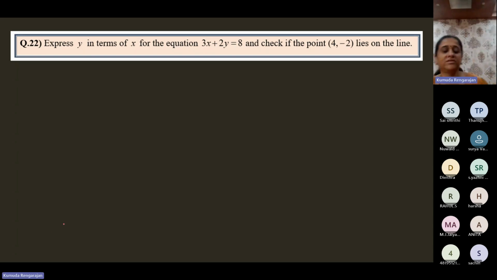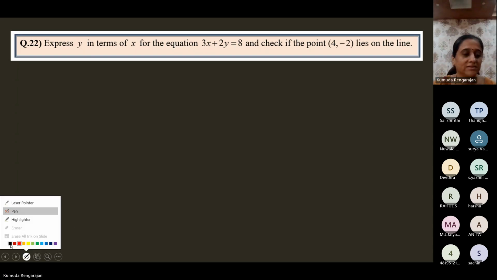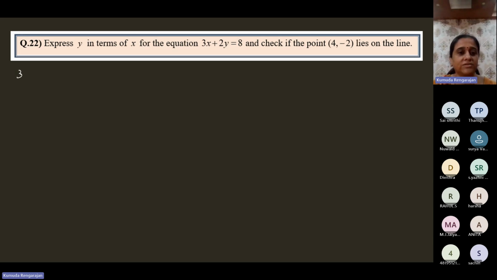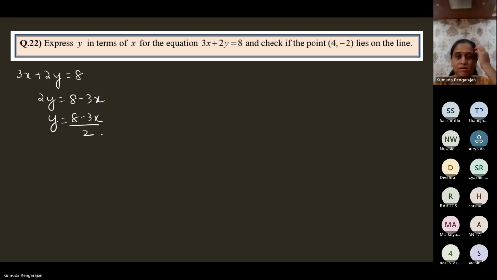So express y in terms of x. 3x plus 2y is equal to 8. 2y is equal to 8 minus 3x. Y is equal to (8 minus 3x) by 2. So we've written y in terms of x. Am I doing the right question?